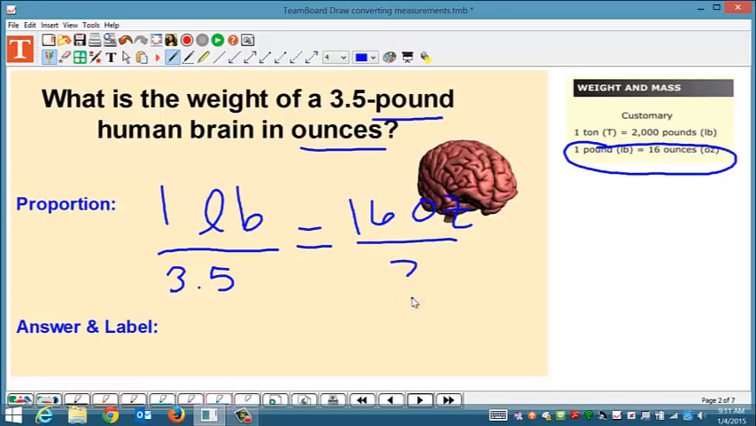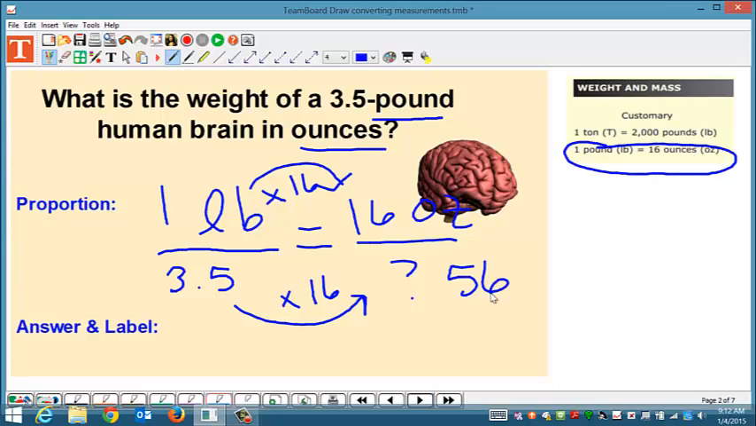So here's our proportion. Now we solve it like we do a regular proportion. What is your scale factor? To go from 1 to 16, you're multiplying by 16. So do the same thing with the ounces. 3 5/10 times 16, and that will give you 56.